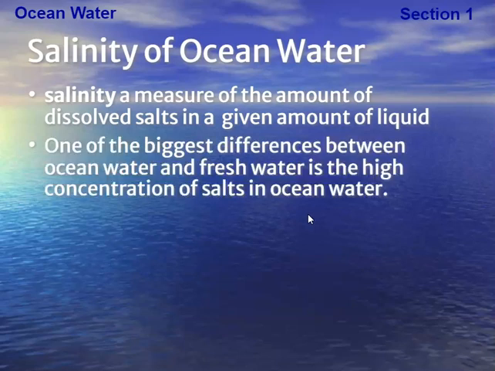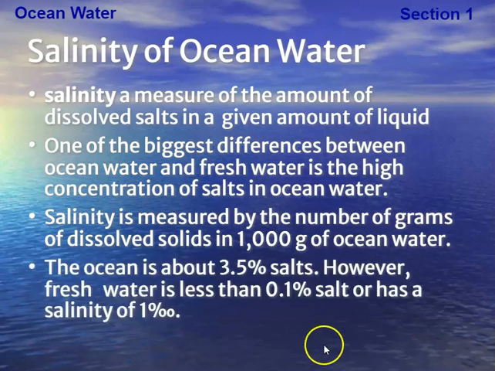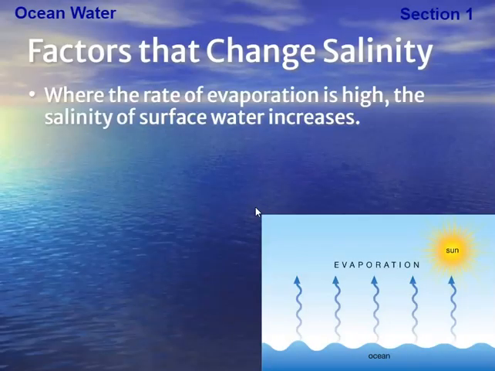Salinity is a measure of the amount of dissolved solids or dissolved salts in a given amount of liquid. Obviously, the difference between ocean water and fresh water is the amount of these dissolved salts. And we measure them by the number of grams of dissolved solids in 1,000 grams of ocean water. So we mentioned earlier 3.5% on average. Fresh water is less than 0.1% salt. And it's important to recognize this 3.5% can change. It can fluctuate from 3.3% up to 3.7% in the amount of salts that are dissolved inside of water.